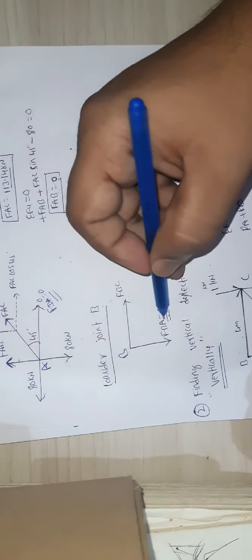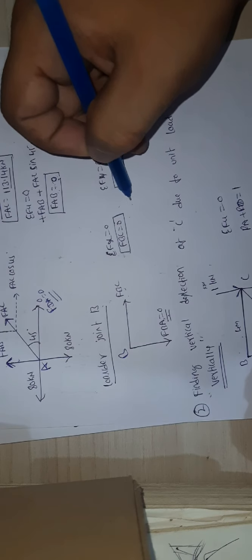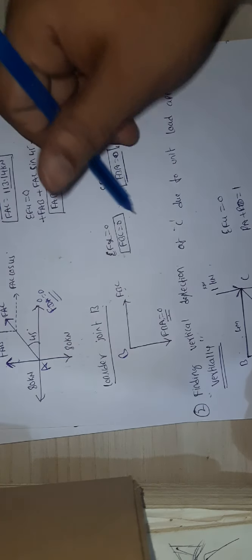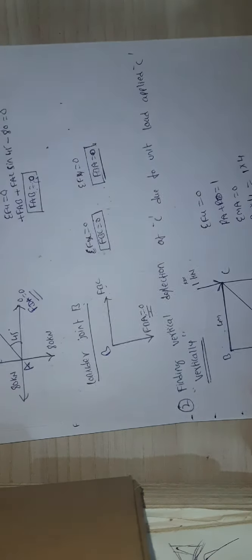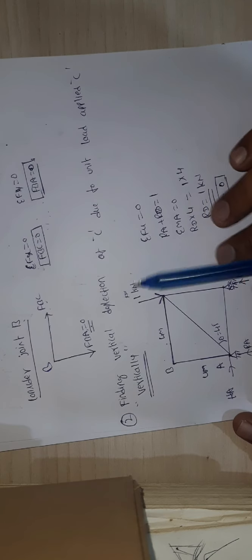Similarly, consider another joint, B. So this is joint B. F of AB, you can check, guys, is 0. You are left with F of BC. So here I can directly take sigma Fx equals 0, then F of BC equals 0. Like this, we need to find out forces in each member due to the external forces. Then what is your next step? Next step is finding the vertical deflection.